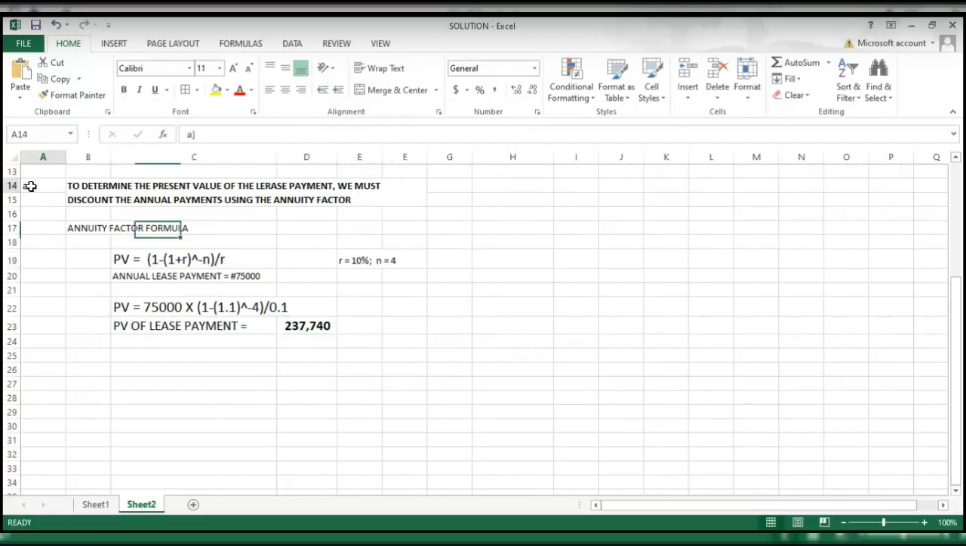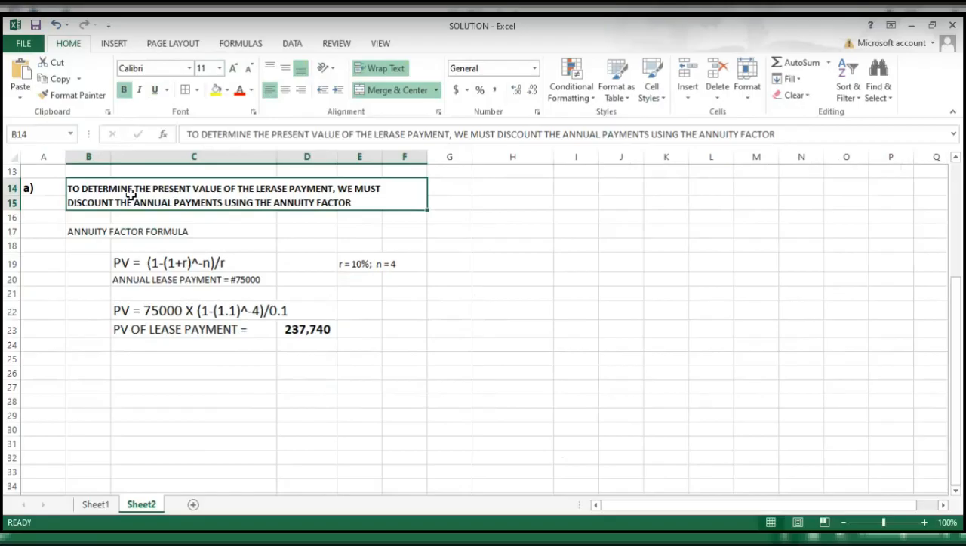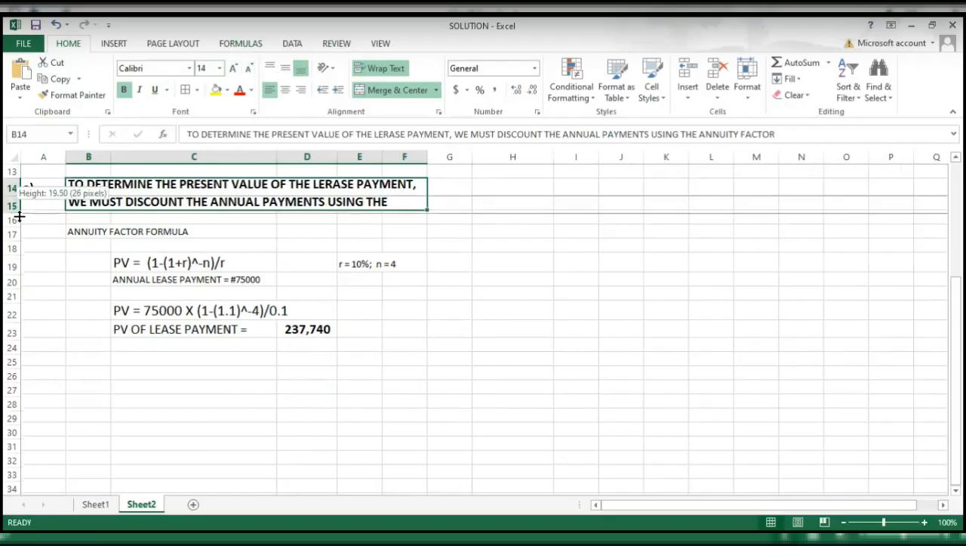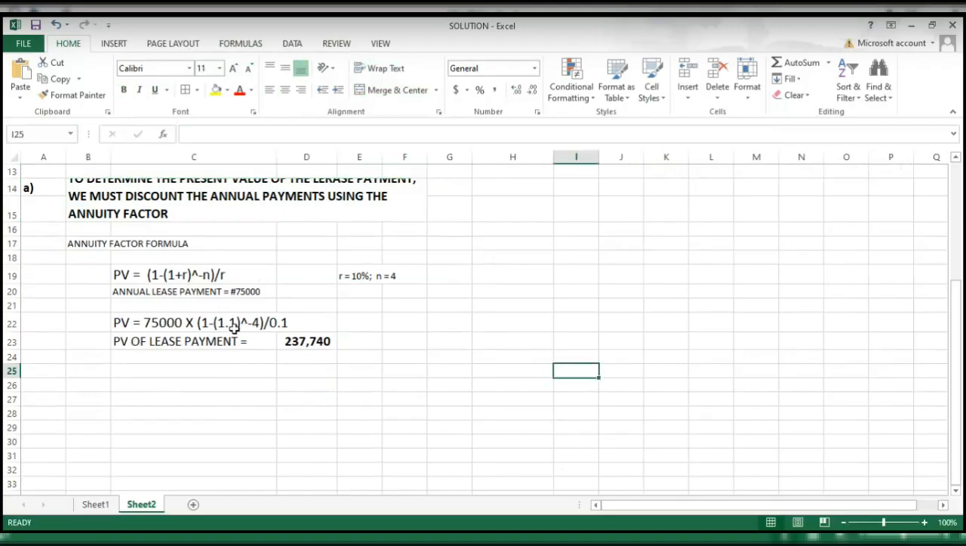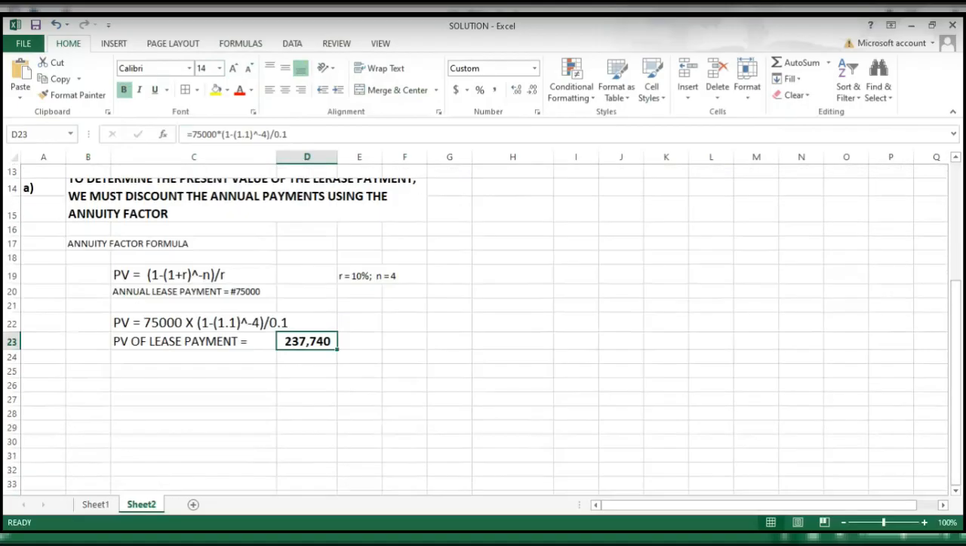We have been able to answer question A based on the information they gave us. I hope you have seen what I have done at my end here, which you can also try at your end. This is the present value of the lease payment, which we are asked to calculate using annuity factor at the rate of 10% for 4 years.